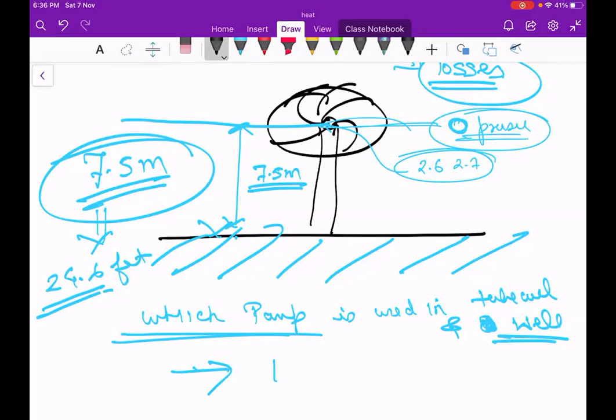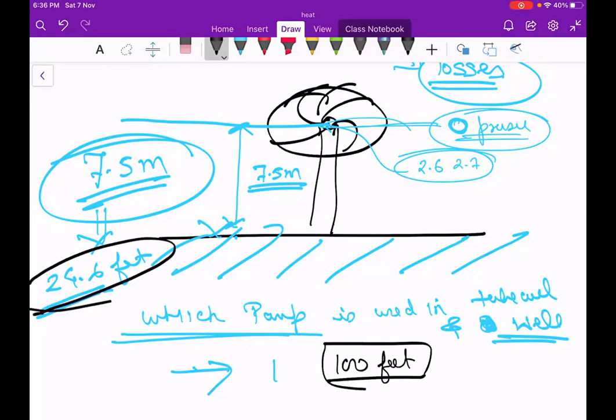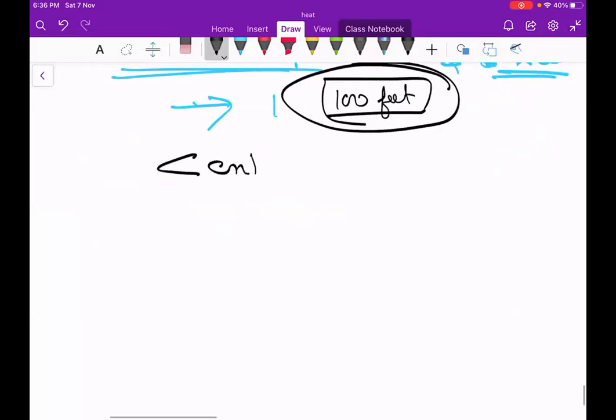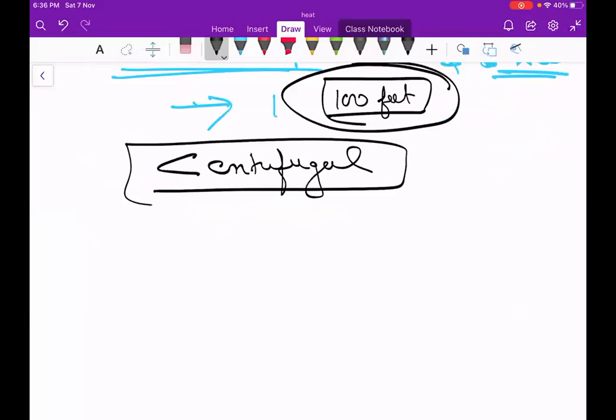I hope you know, because in the current scenario it is in every home. Yeah, it is in the range of 100 feet. It may go beyond, from 50 to 200 you can take. So your pump is working at only 24.6 feet and you want 100 feet. So which type of pump is that? That pump is also a centrifugal pump. You can't use a reciprocating pump there.